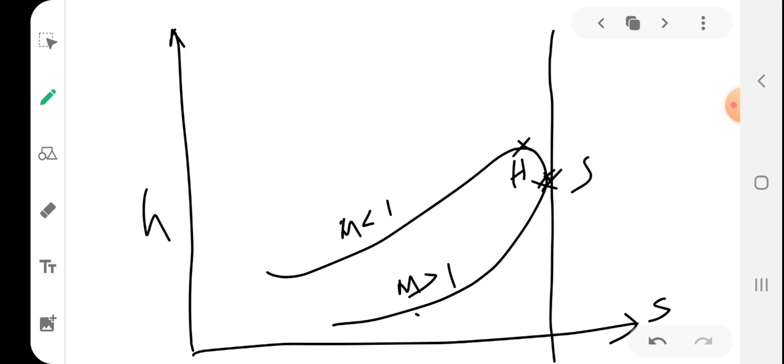lower for supersonic, and static enthalpy value for subsonic flow will be higher, right? So naturally the M greater than 1 value will come at the lower portion, and sorry, M less than 1 will come in upper portion. So you have to note that.